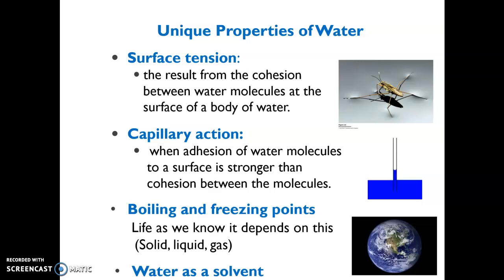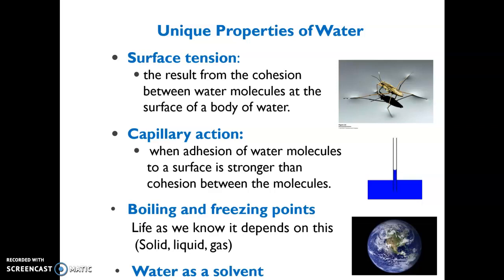The first one is surface tension. So remember we talked about how water molecules are attracted to one another because of the slight negative and positive charges between the hydrogen and the oxygen in different molecules. One of the results of this is surface tension. Surface tension is because the water molecules are attracted to each other most strongly at the surface of a body of water. And it doesn't just happen at the surface of a body of water.